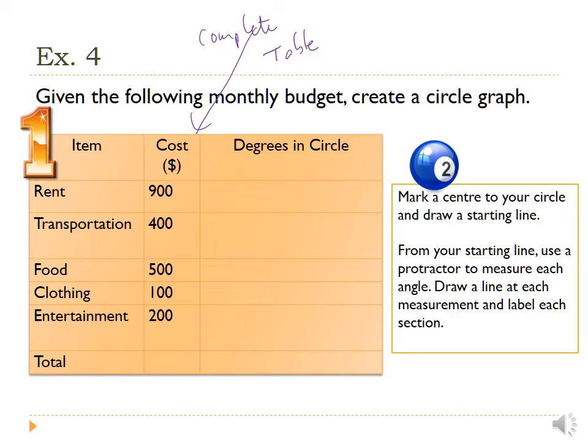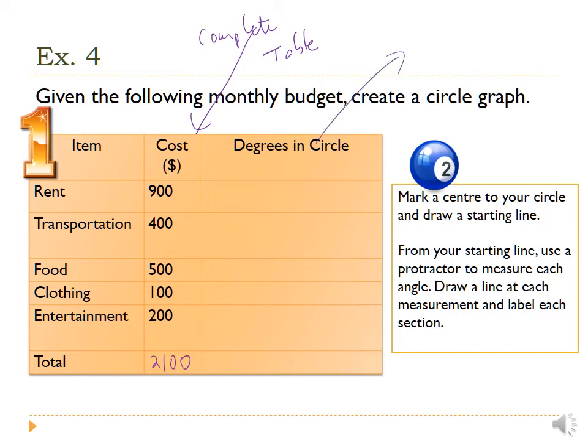Just complete the table. So we got rent, transportation, food, clothing, entertainment. First thing, add those all up. So 9 plus 4 is 13, plus 5 is 18, plus 1 is 19, plus 2, $2,100. Now, if you were making this by hand, instead of knowing the percentage, you want to know the number of degrees in that pie slice.